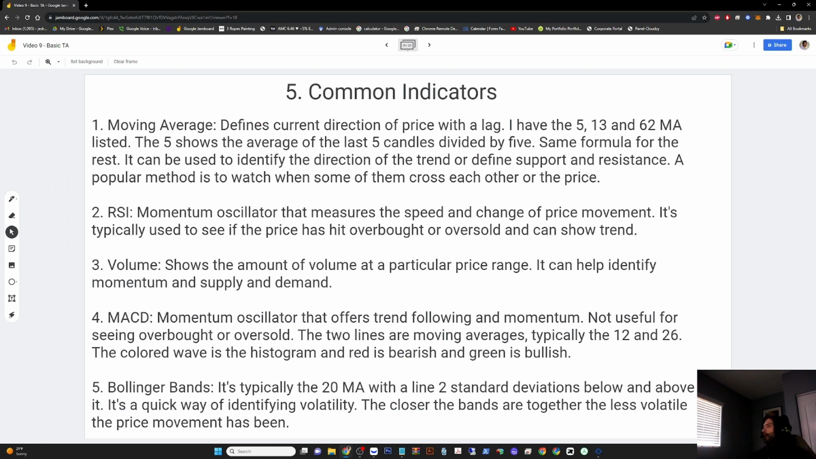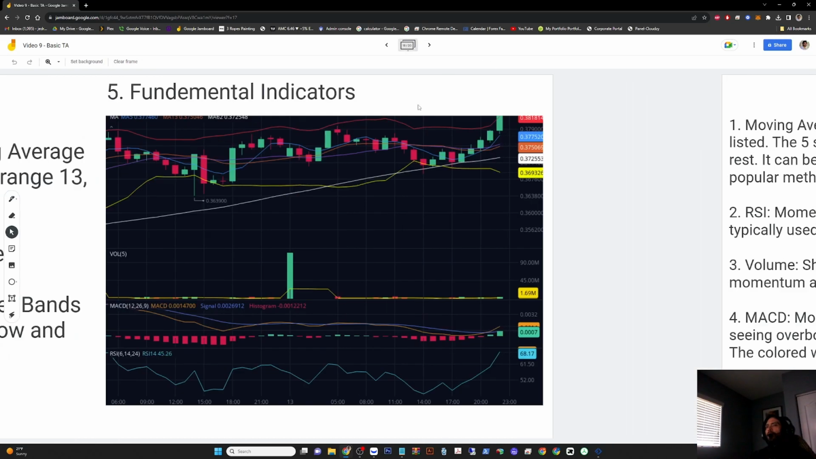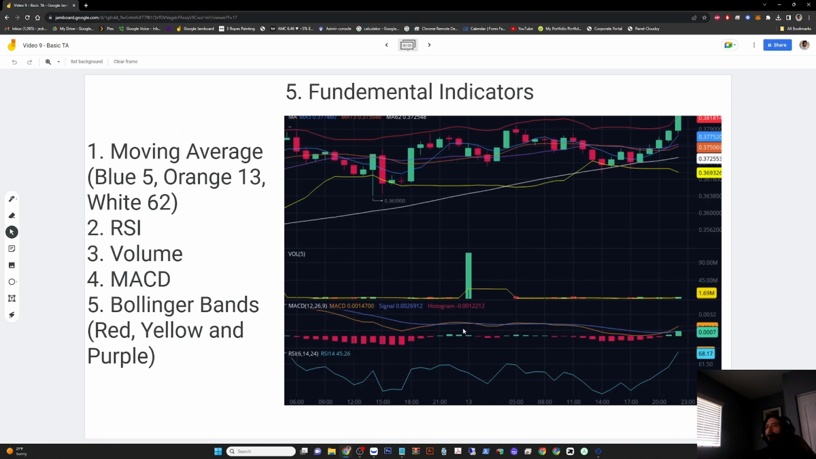MACD, momentum oscillator that offers trend following and momentum, not useful for seeing overbought or oversold. The 2 lines are moving averages, typically the 12 and 26. The colored wave is the histogram, and red is bearish and green is bullish. Here's the MACD.